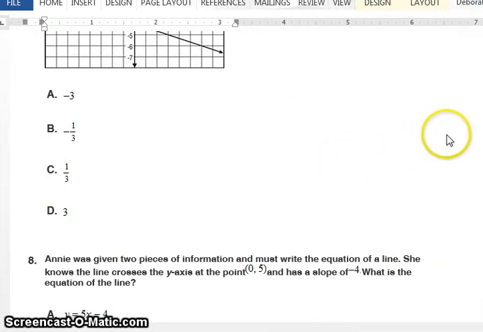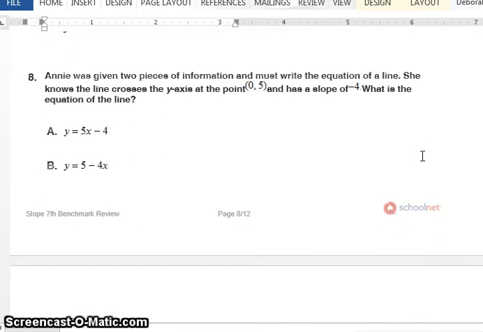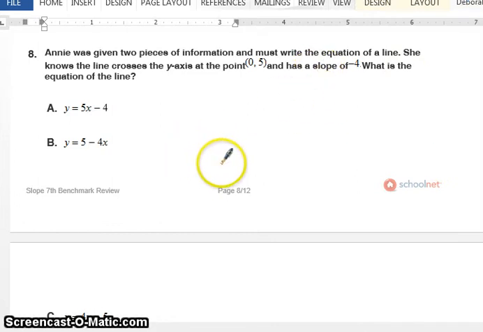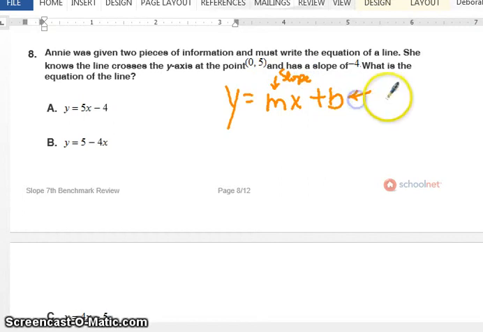Number 8. Annie was given 2 pieces of information and write the equation of the line. She knows the line crosses the y-axis at the point 0,5 and has a slope of -4. What is the equation of the line? We did some like these. We know that y equals mx plus b, m being the slope, b is the y-intercept.